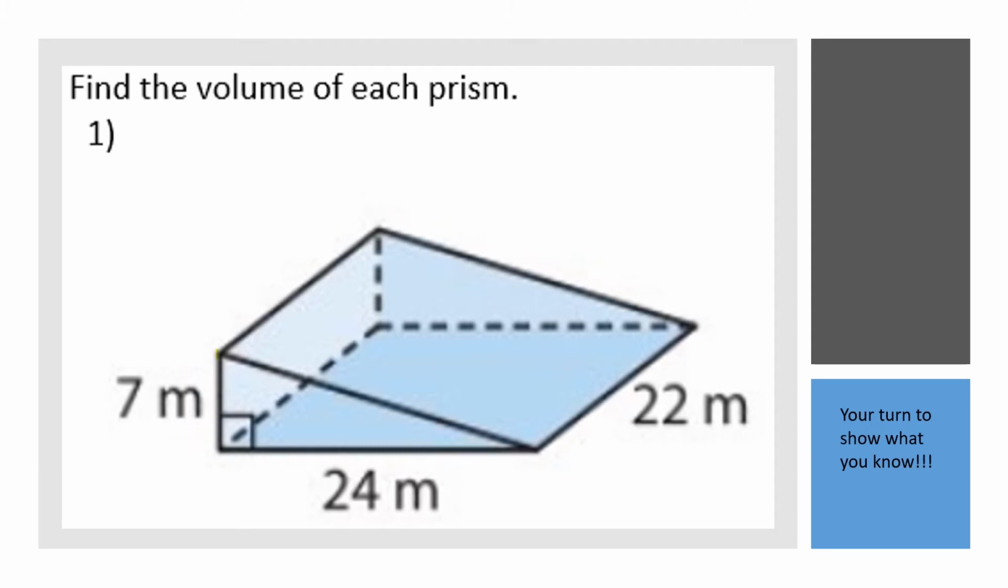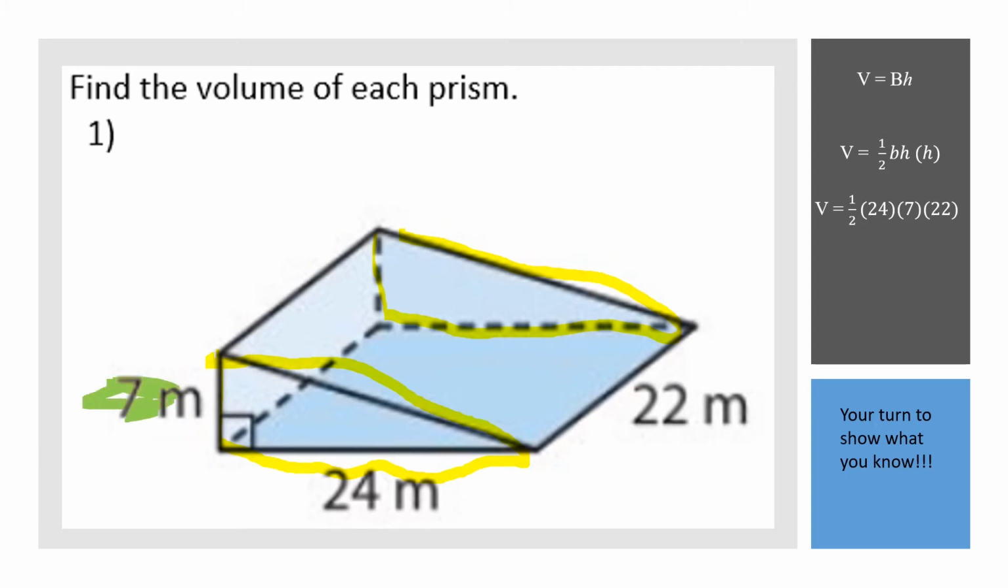Okay, let's recall this is a triangular prism because it has two parallel bases that I'm attempting to highlight here that are triangles. So hopefully we use the formula volume equals area base times height. We're going to replace that capital B with 1/2 base times height since our base is a triangle. I have a triangular height of 7.